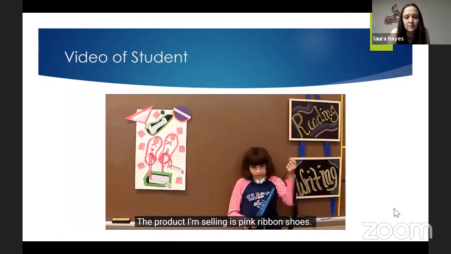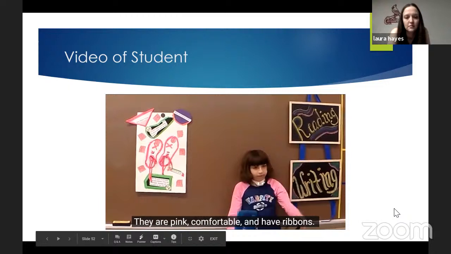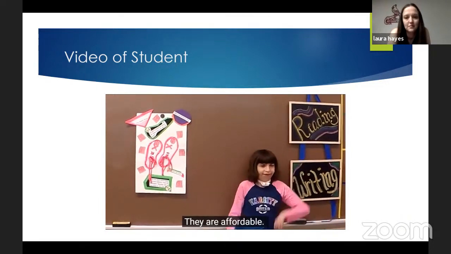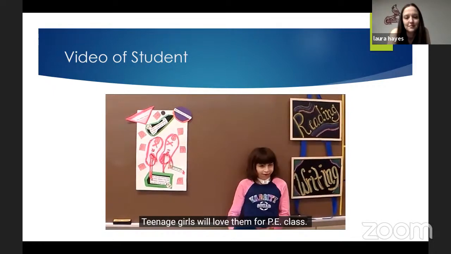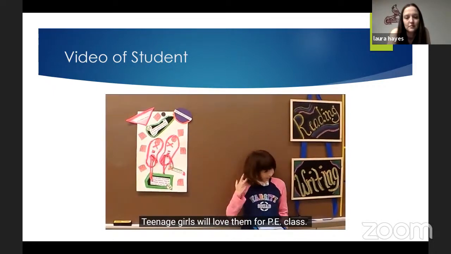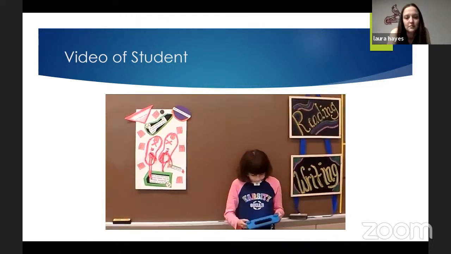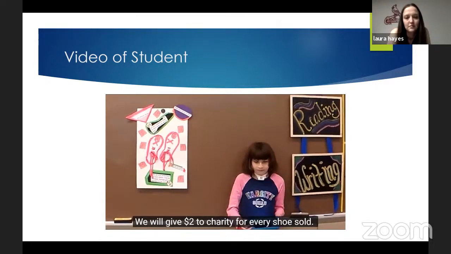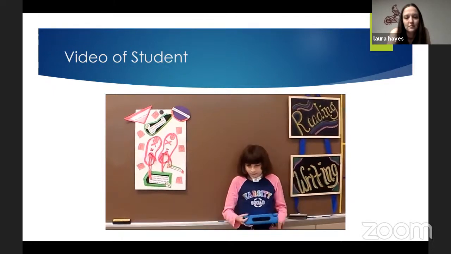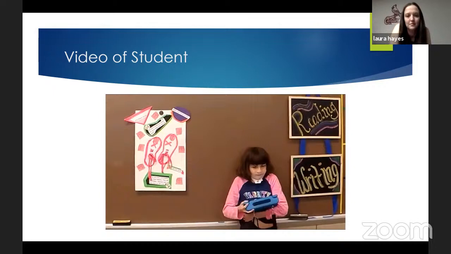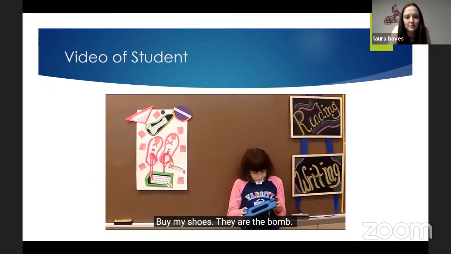Selling is pink ribbon shoes. They are pink, comfortable, and have ribbons. They are affordable. Teenage girls will love them for pink class. We will give $2 to charity for every shoe sold. That is $4 per pair. Buy my shoes. They are the bomb.